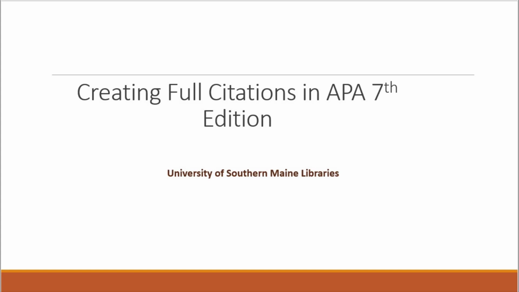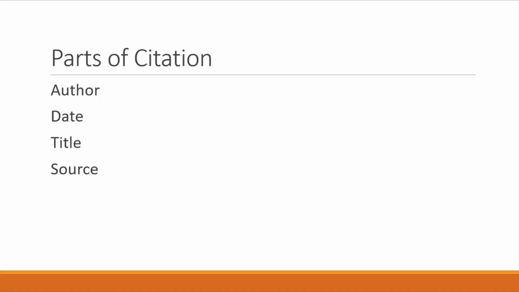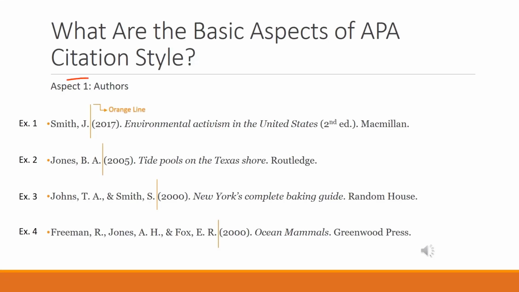This video is about creating full citations in APA 7th edition. What are the basic aspects of APA citation style? Aspect 1. Authors. References in APA are often broken up into two parts: how to represent the author or authors, and then the rest of the citation.